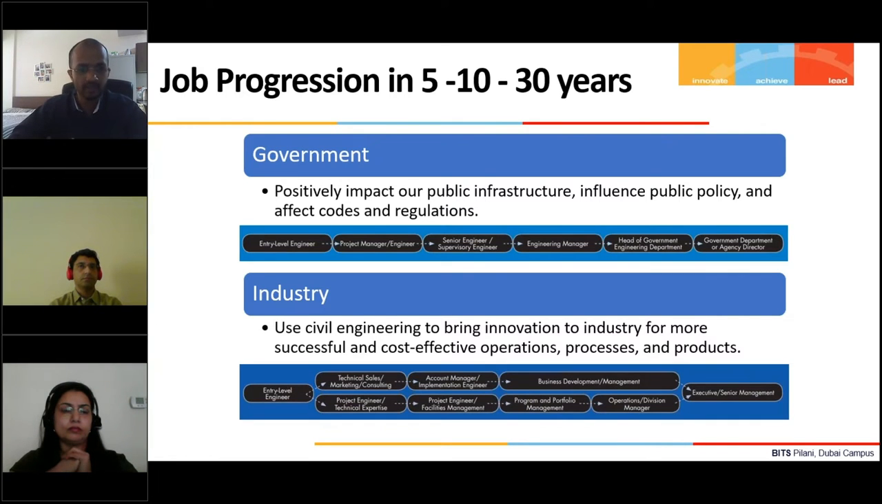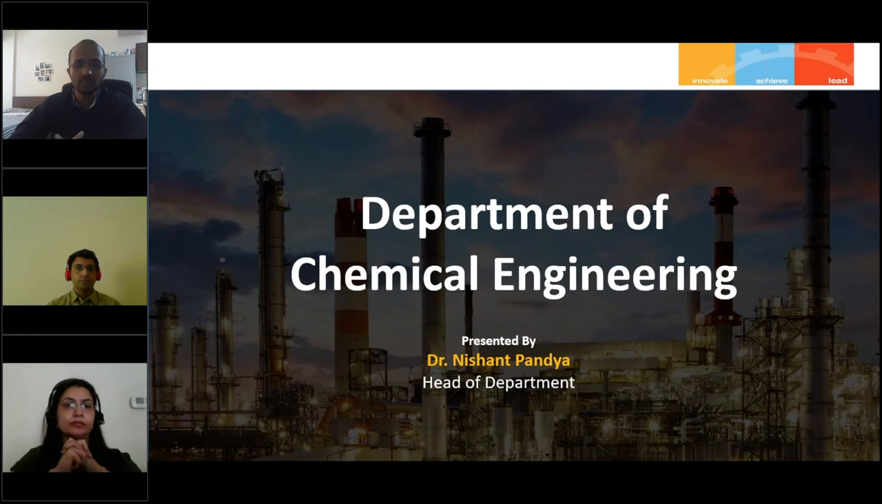As for industry, it also has wide career prospects, because it relates to cost effective operations and processes. And maybe the one which I have not included here is research. Research and development can also be incorporated in the civil engineering field. Okay, next one please. That will be it, and I'll hand over to Nishant on this, sir.